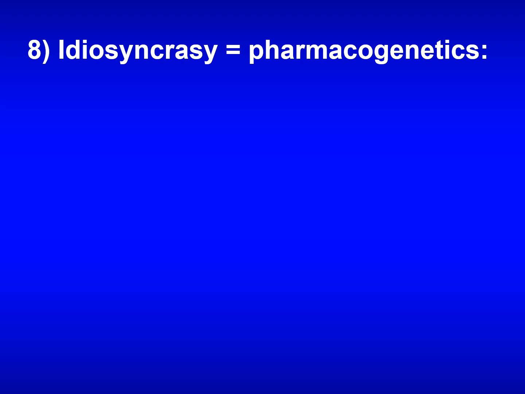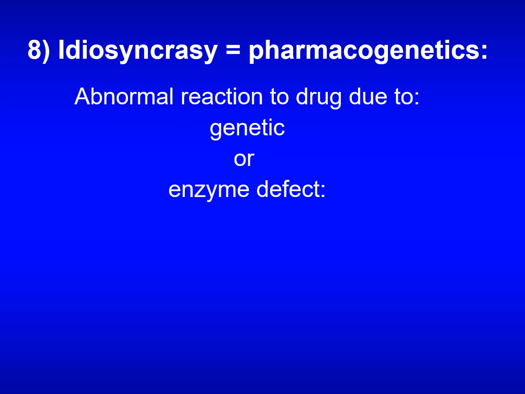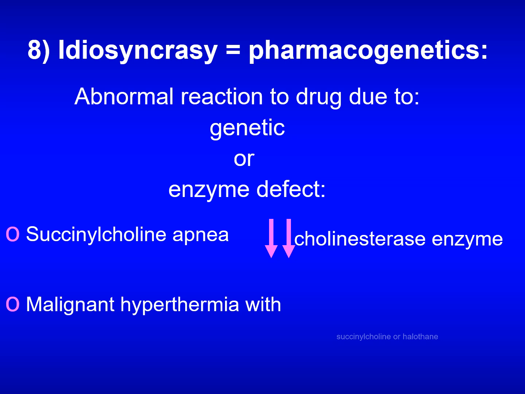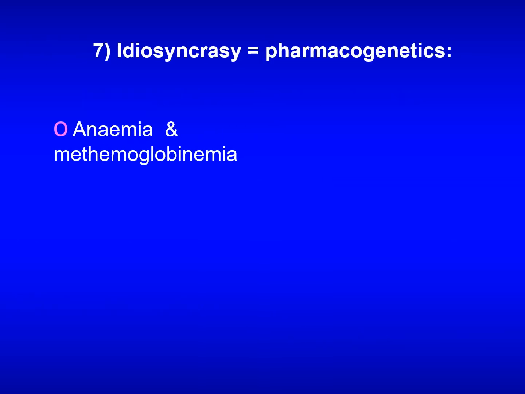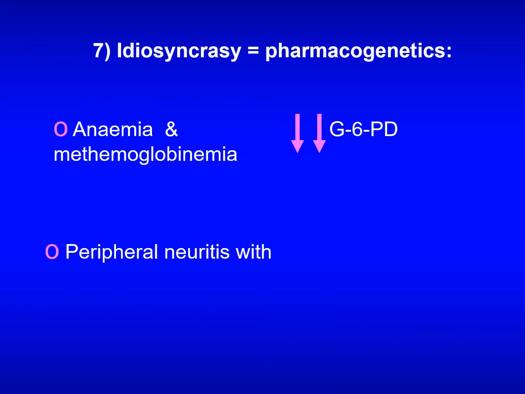What about idiosyncrasy? Idiosyncrasy is abnormal reaction to drug due to genetic or enzyme defect. The most important example is hemolysis induced by aspirin or primaquine in patients with glucose 6-phosphate dehydrogenase enzyme deficiency. Of course, it occurs on first exposure, and such a drug should not be used again.